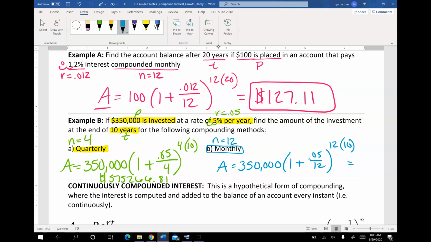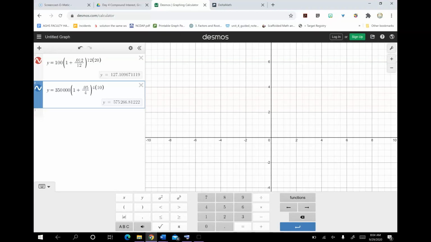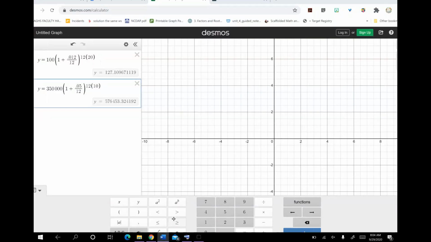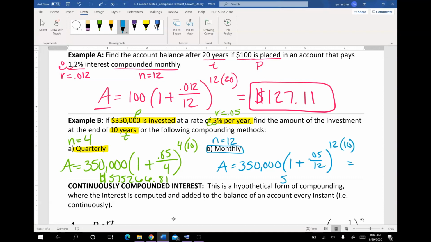And that's easy on Desmos because we just go to Desmos and we're just going to replace that 4, my bad, with a 12. There we go, 12. All right, and that's my answer again. So my answer is 576,453.32. Okay? All right.